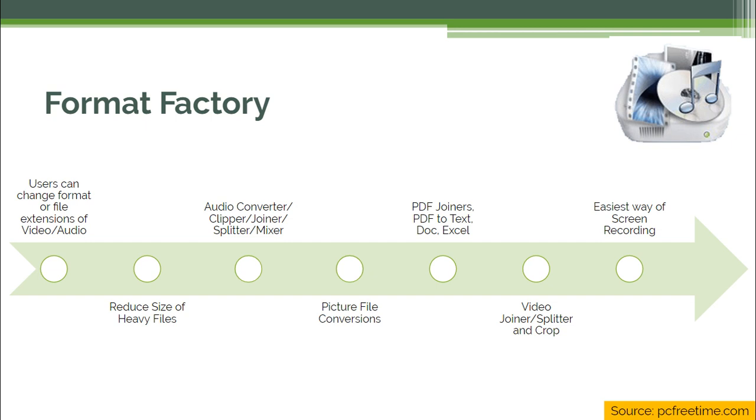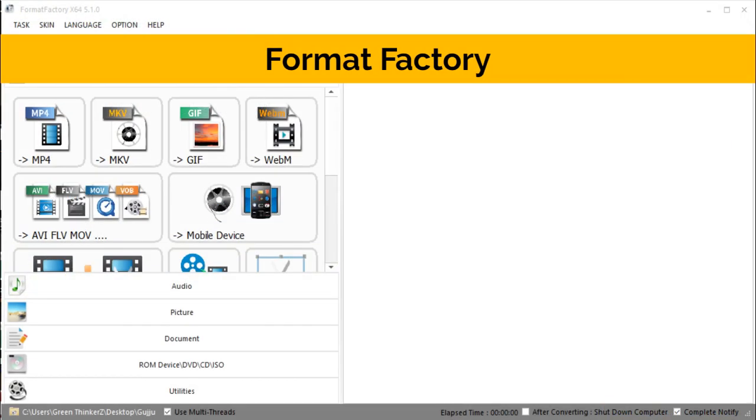In Format Factory you can convert the size of heavy files, and you will have an option of audio converter, clipper, joiner, splitter and mixer. You even have picture file conversions, including PDF joiners, and PDF to text, which you can convert to doc and Excel. You will have video joiner, splitter and crop. You can see there are multiple, or you can say thousands of options in Format Factory, and it's free of cost to all educators, and this is the easiest way of screen recording. So this is the interface.